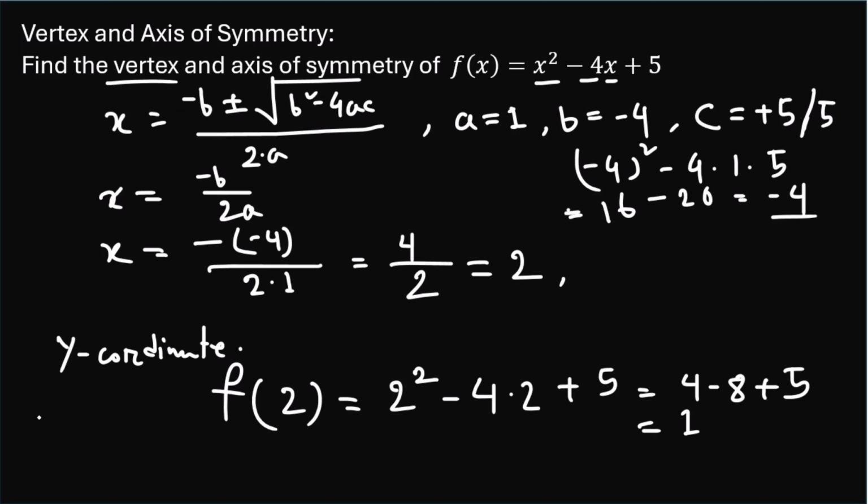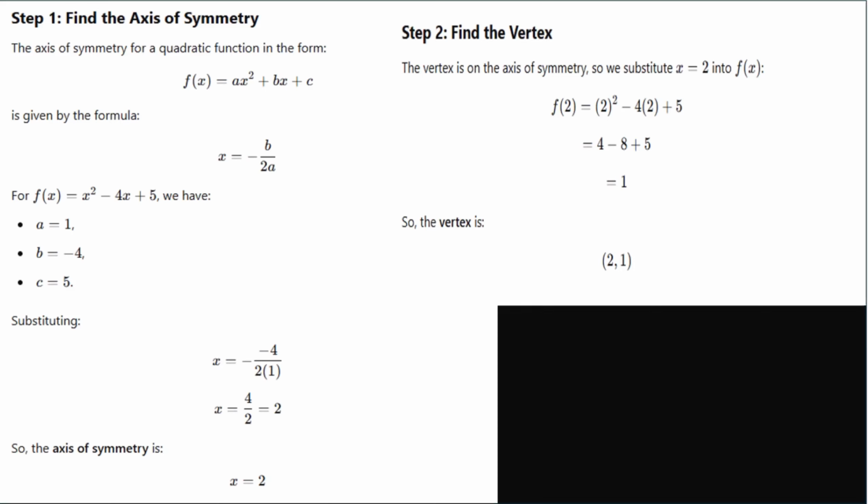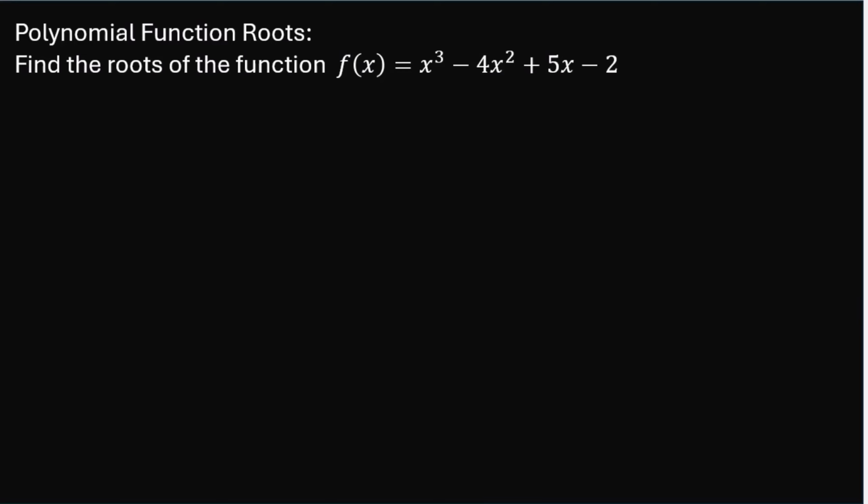So here, find the vertex and axis of symmetry of f of x, or function of x. Here we get the coordinate for the vertex, 2, 1. So now come to another problem. We need to find the polynomial roots. So find the roots of this function.